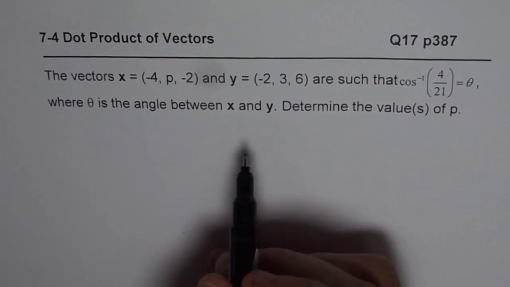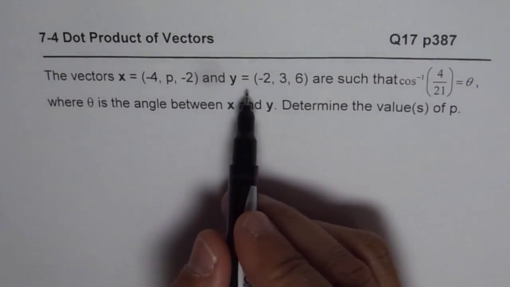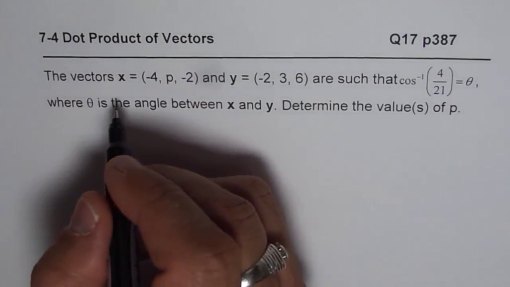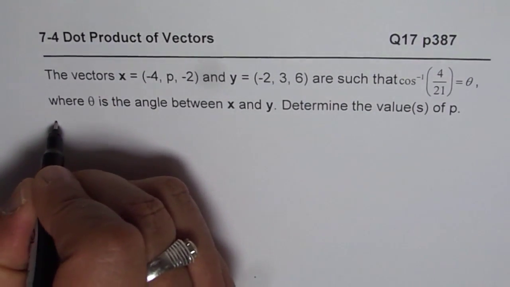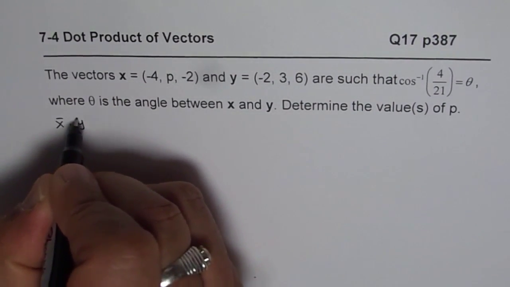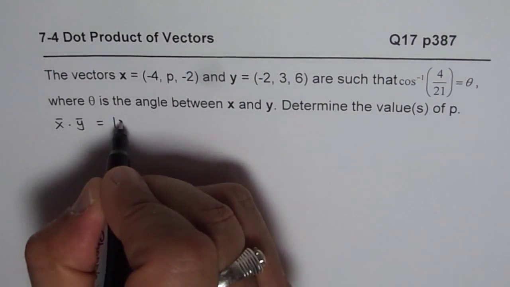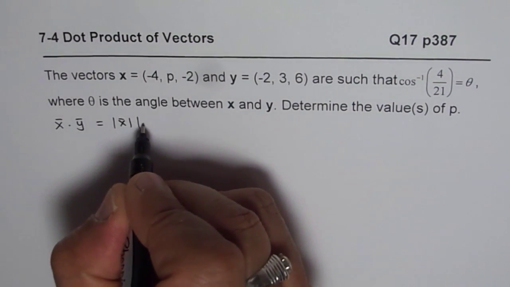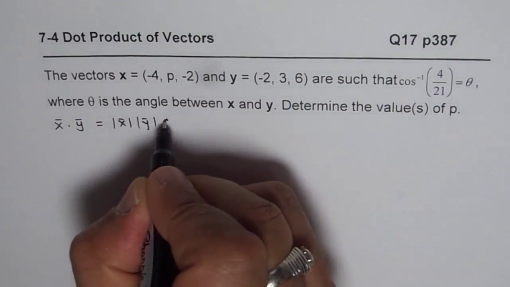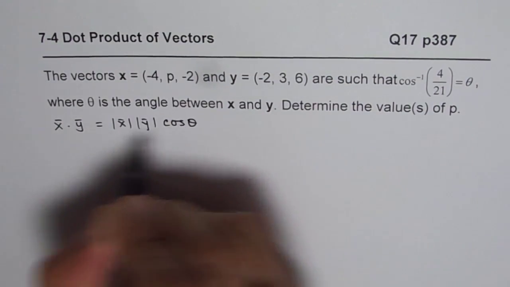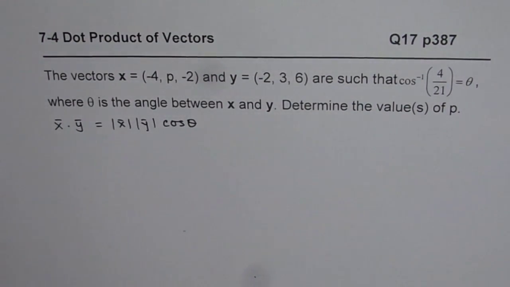Now, what we can do is we can see this equation in two different ways. One is that the dot product of x and y is equal to the magnitude of x times the magnitude of y times cosine of theta, right? So that is how the dot product is related.